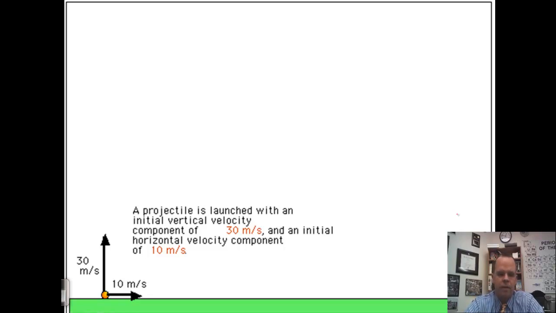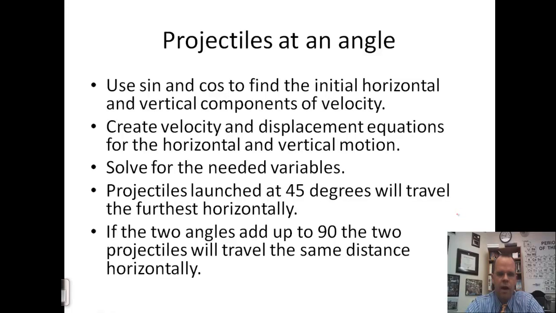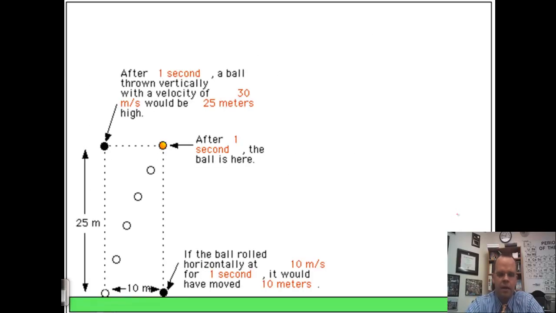So as this goes up, after 1 second, it will travel 10 meters to the right because it's traveling at 10 meters per second. It will travel up 25 meters and will now be going at a velocity of 20 meters per second. So in this case, our vertical velocity would now be 20 meters per second. It started at 30. Now it's at 20. It's decreased by 9.81, or 10, meters per second.